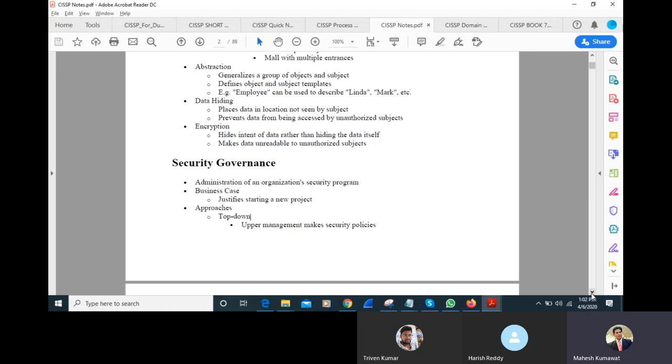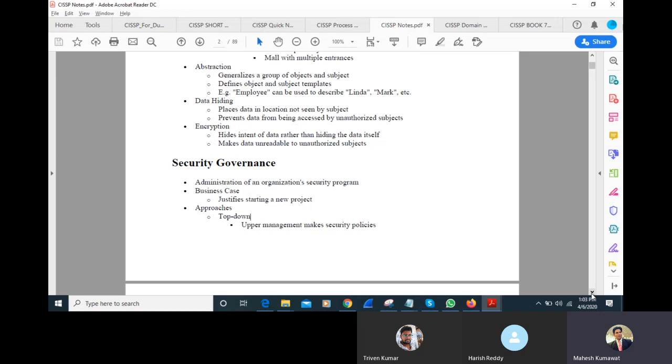As a matter of fact, governance basically we can say is the top level of the management. Okay, top level like the CEO, CTO, the operations manager, that sort of thing. So how can they contribute to security? Administration of an organization's security program, business case, okay, to justify starting a new project. So they can start a new project for security governance. Okay, what type of security in the company? They will create a new project.